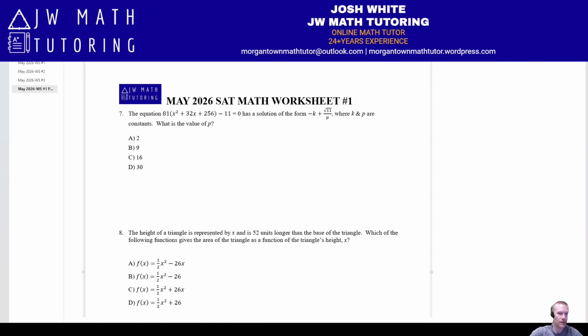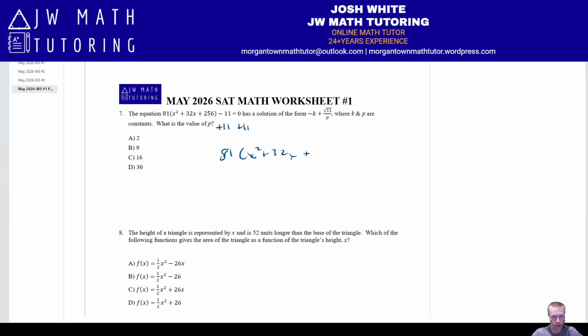Now at the top of the next page, problem number 7. Here you have a quadratic equation where they give you basically the form of one of the solutions. It has two constants in it, and they want to know the value of one of them. So the easiest way to solve this is actually to treat it as if it were a completing the square problem. And so what I mean by that is you start off, you add 11 to both sides, okay?